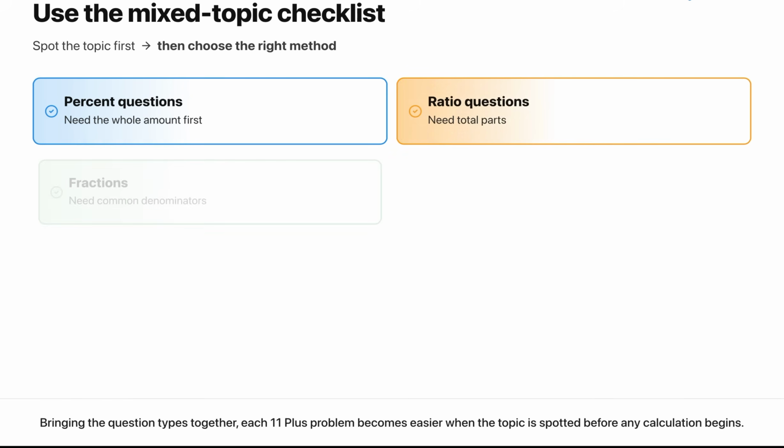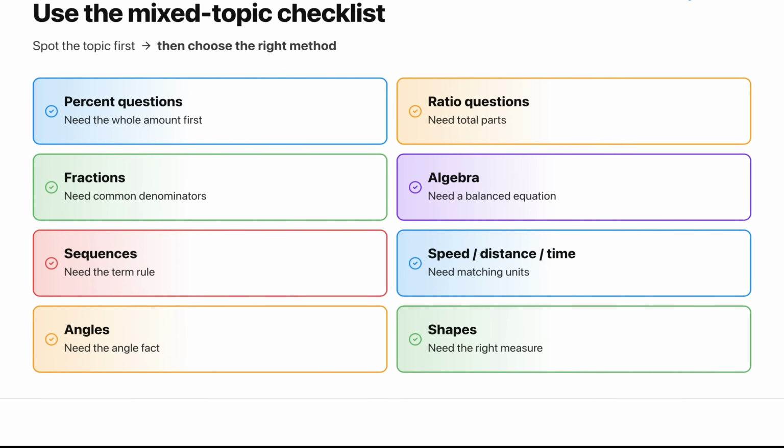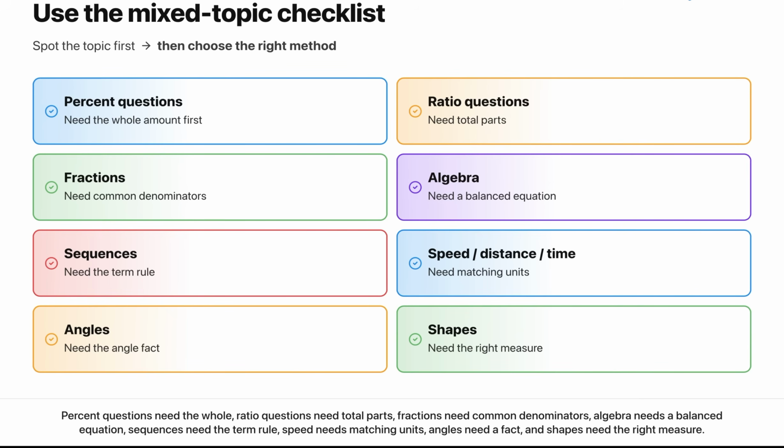Bringing the question types together, each 11 plus problem becomes easier when the topic is spotted before any calculation begins. Percent questions need the whole. Ratio questions need total parts. Fractions need common denominators. Algebra needs a balanced equation. Sequences need the term rule. Speed needs matching units. Angles need a fact, and shapes need the right measure.